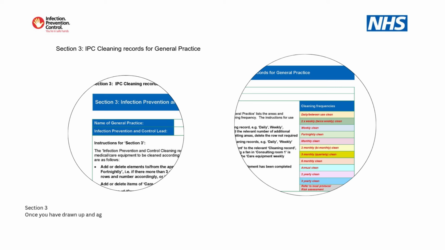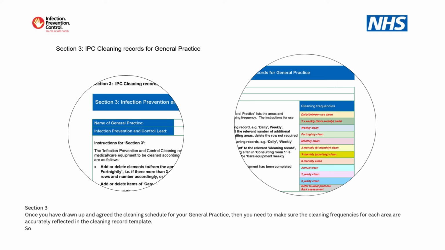Section 3. Once you have drawn up and agreed the cleaning schedule for your general practice, then you need to make sure the cleaning frequencies for each area are accurately reflected in the cleaning record template. So you can add or delete areas, equipment and items which have been risk assessed, such as fans. The shading matches Section 2 and indicates cleaning frequency.